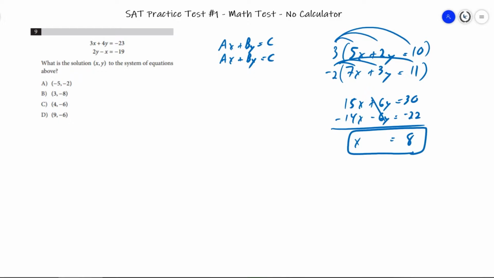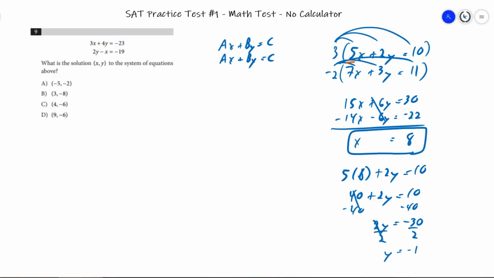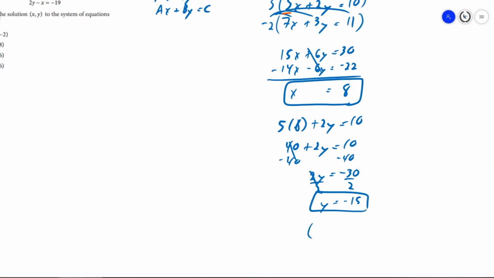Now you just got to plug this back into, ideally, the easier of the two equations, which would be the top one, just because of the lower multiplier with this 5 right here. So we're going to go ahead and do the top one. So 5 times 8 plus 2y equals 10. And then 40. Subtract the 40. Negative 30. Divide both sides by 2. Y is negative 15.